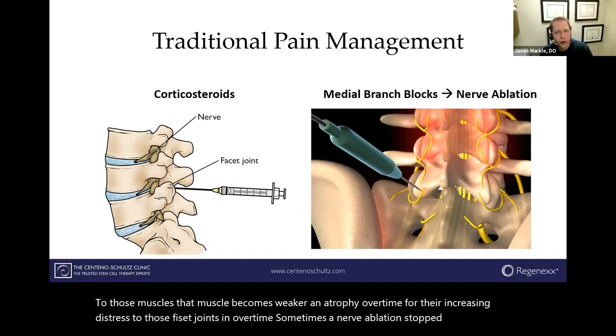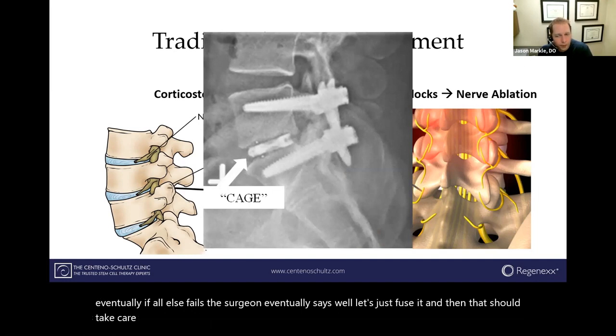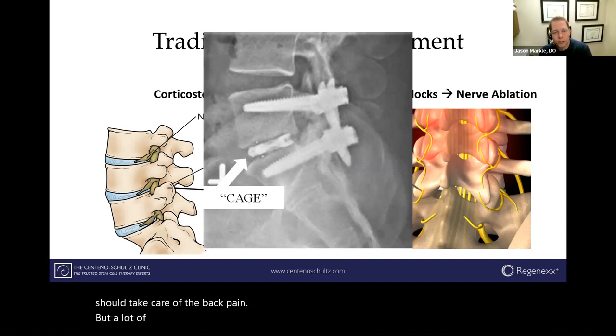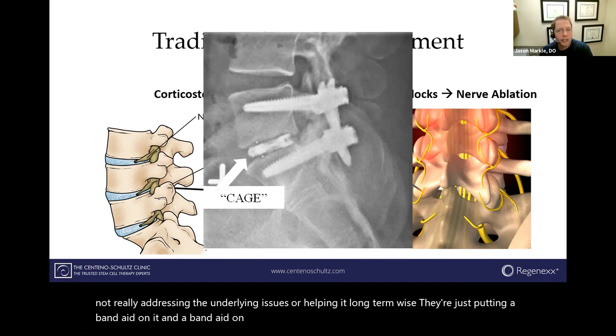And eventually, if all else fails, the surgeon says, well, let's just fuse it, and then that should take care of the back pain. But a lot of these treatment options over time are just band-aids for your back pain. They're not really addressing the underlying issues or helping long-term. They're just putting a band-aid on it, and a band-aid on it, and eventually the band-aid stops working, and then they just fuse it.